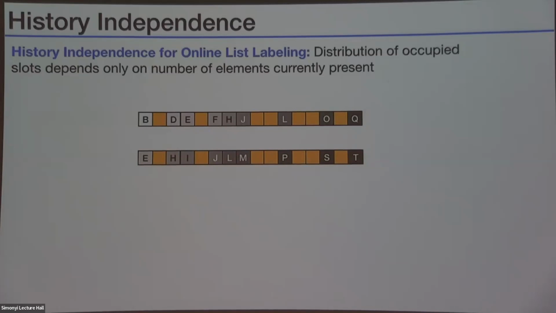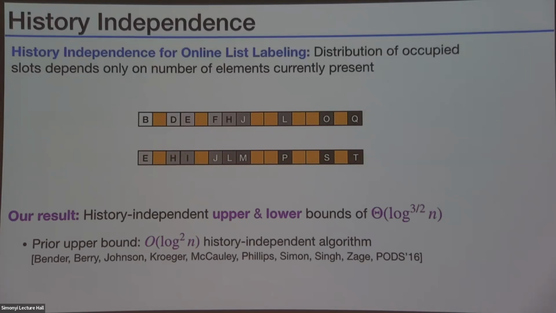Okay, so is that definition of history independence okay? What we show in this work is in particular that the upper bound of log to the 3/2 n is history independent. And we also show a matching lower bound of log to the 3/2 n for the specific class of history independent algorithms. That is to say, if you restrict only to history independent algorithms, then we know that log to the 3/2 n is the correct answer. It turns out that history independence has been studied previously in the context of list labeling, and they got a log squared n algorithm. That is, they matched the state of the art at that point in time, and also had the property of being history independent, by this set of authors in 2016.